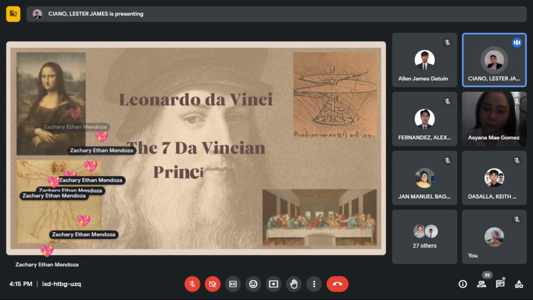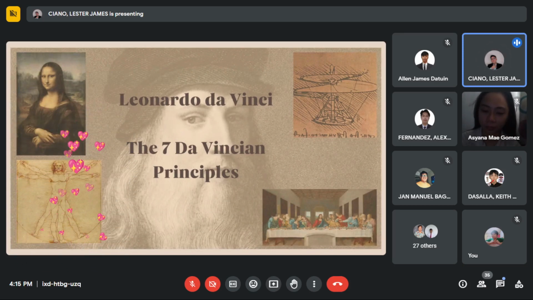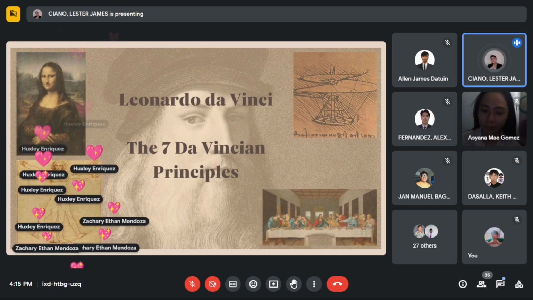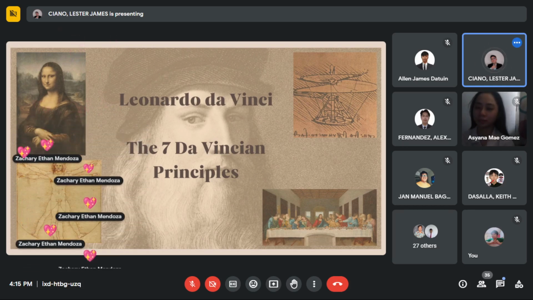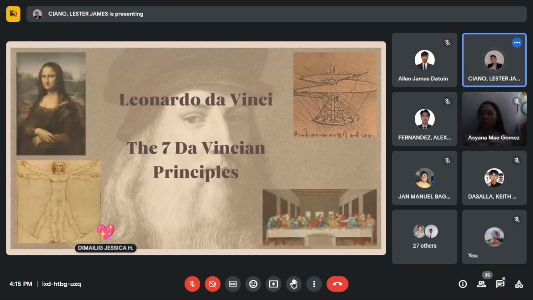So Leonardo da Vinci, as we know, he painted the Mona Lisa, but not just the Mona Lisa, he also painted the Last Supper. So napaka-familiar natin sa the Last Supper, and Leonardo da Vinci is the man who painted it. And also his design of the helicopter, and the Vitruvian Man. So yan po yung mga gawa ni Leonardo da Vinci. So ngayon, pag-uusapan natin yung 7 Da Vinci principles and also Leonardo da Vinci.